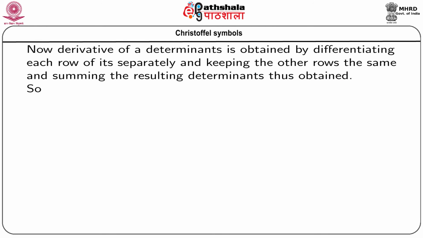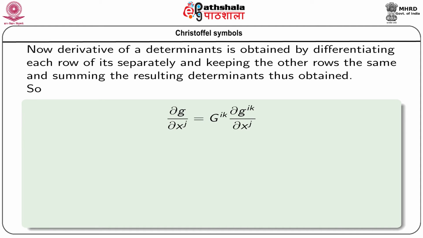Now, derivative of a determinant is obtained by differentiating each row of it separately and keeping the other rows same and summing the resulting determinants thus obtained. So, ∂g/∂x^j will give G^{ik} into ∂g_{ik}/∂x^j. And now, G^{ik} can be expressed as g g^{ik}, ∂g_{ik}/∂x^j.